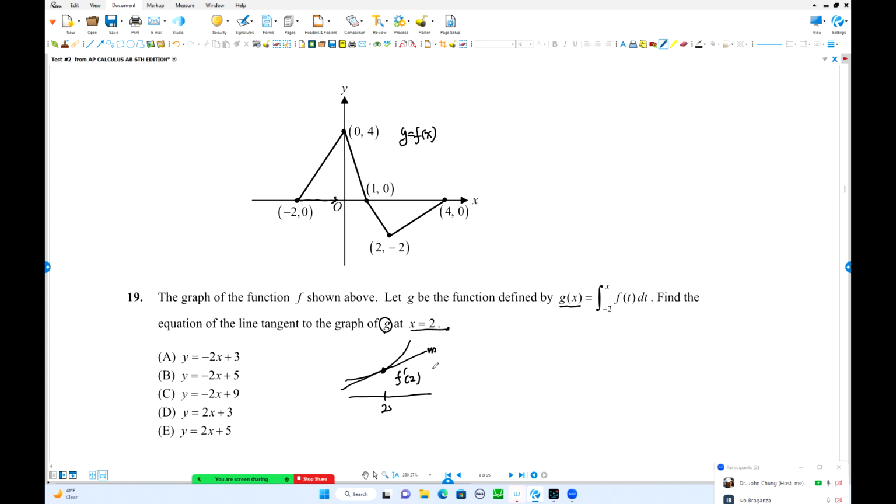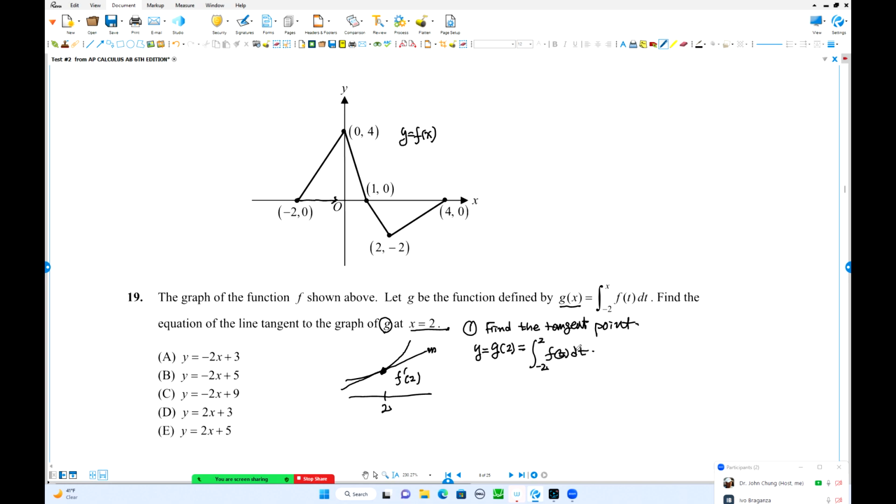Now let's find the point. First, find the tangent point, the point of tangency. This point is a tangent point. X is 2 already, and we're going to find the y. Put this number in: this is the value of g of 2, isn't it? When x is 2, it's the integral from negative 2 to 2 of f of t dt.